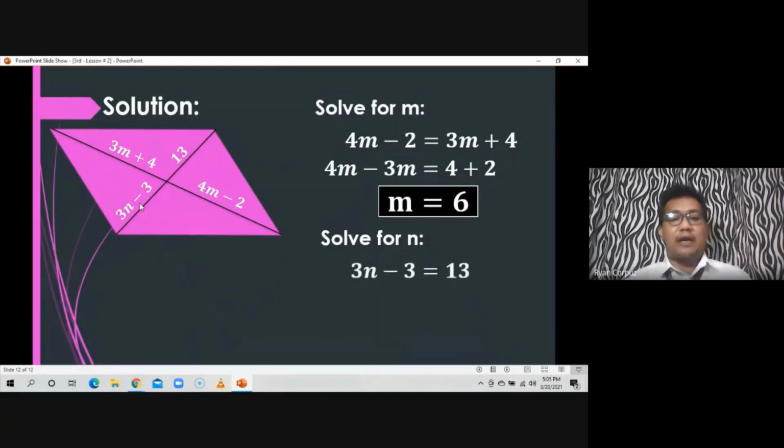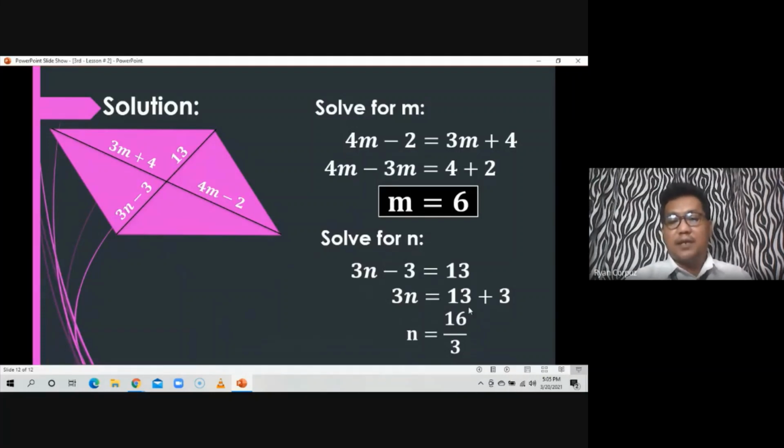So, we come up with 3n minus 3 is equal to 13. So, ganun din yung ginawa natin just like what we did on finding m. Ang kaibahan nga lang is that we already know the measure of this. Ibig sabihin, ganun din dapat maging measure niya. So, ano yung value ng n para maging ganun din yung measure of that half of the other diagonal. So, move lang yung negative 3 to the right side. Magkakaroon tayo ng 3n is equal to 13 plus 3. Then, magkakaroon tayo ng n is equal to 16 over 3.